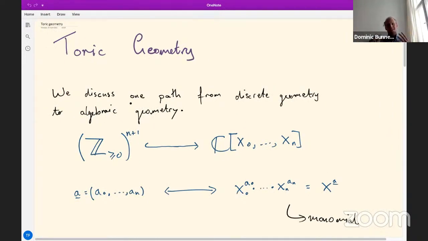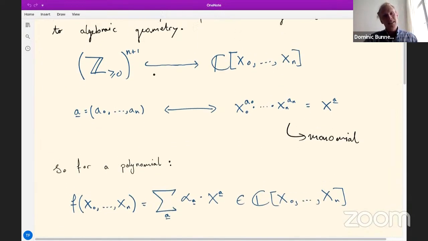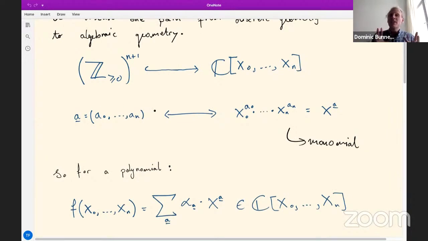So we're going to discuss toric geometry without ever saying toric geometry. This is one path from discrete geometry in these polytopes to algebraic geometry. So we start with a lattice, Z to the n, and we're just going to consider these integer vectors.